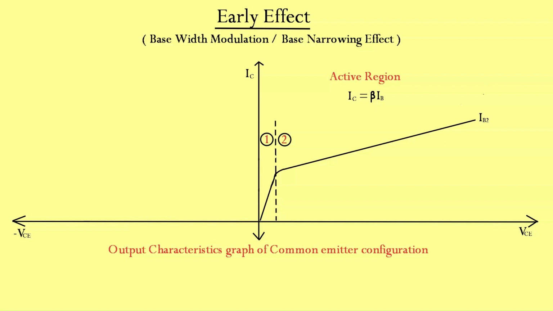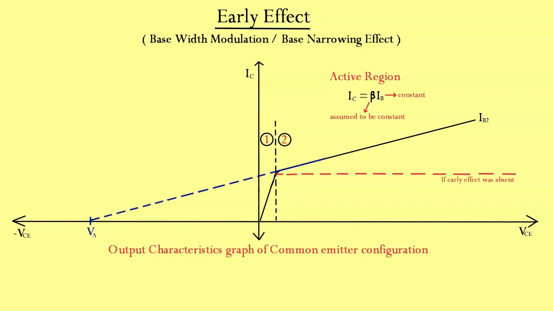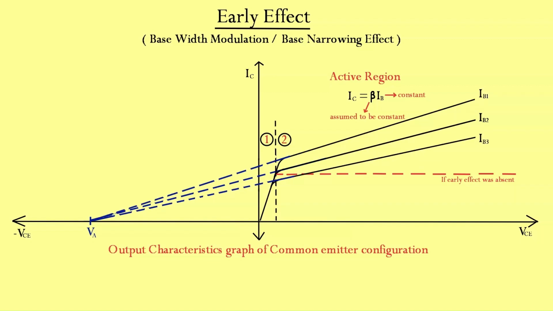In the active region, you know collector current is equal to common emitter current gain times base current. Since base current is kept constant, the collector current should also come out constant. But as can be seen, this is not the case. Collector current varies because common emitter current gain is not constant, and this variation comes because of early effect. If the early effect was absent, then this curve would come out to be a straight line parallel to the x-axis. Also, if we extend the active region plot linearly, it will cut the x-axis at a certain voltage. Even if we consider different plots at different values of input current, if we extend them, they will all cut at the same voltage. This voltage is referred to as early voltage.